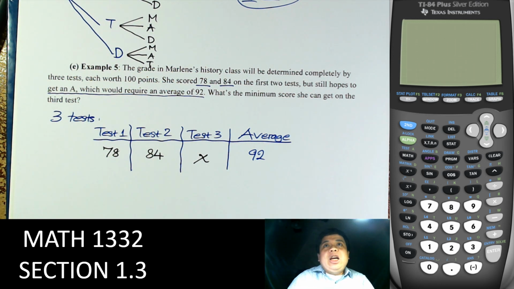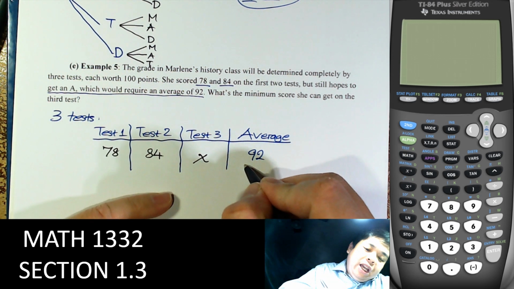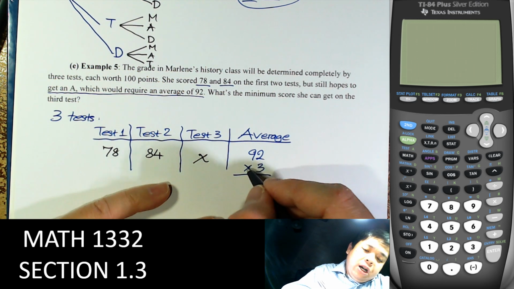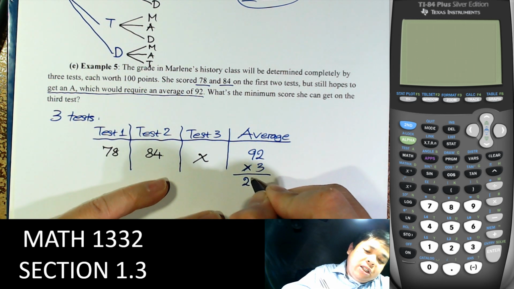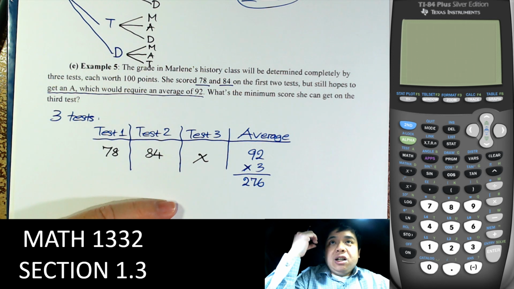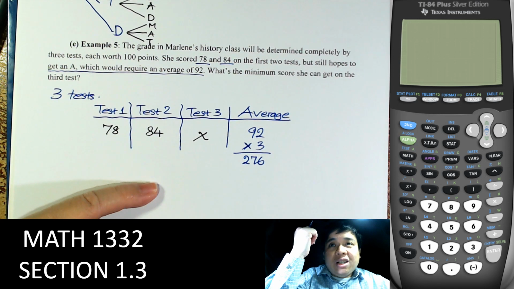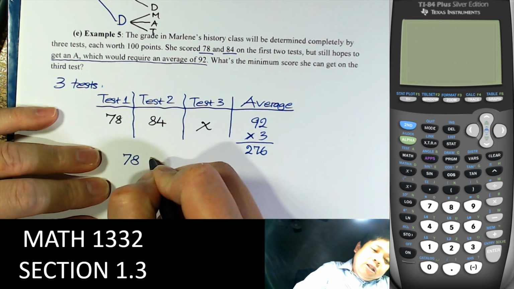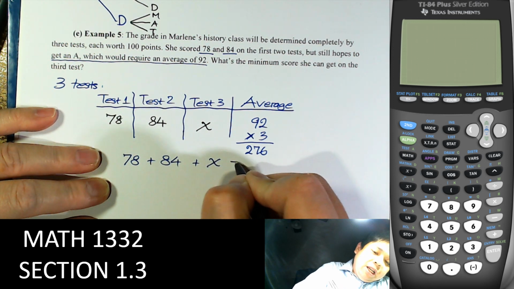Alright, think about this. If we want an average of 92 and there are 3 tests, that means if we have 3 tests of 92, 92, 92, that certainly will meet the criteria of getting 92 for an A, right? So 92 is the average for 1 test. If we multiply this by 3, that gives us 276 points. So each test, the average is 92, and there are 3 tests, 92 times 3. The total has to be 276. Now we have 78 plus 84 plus X is 276.